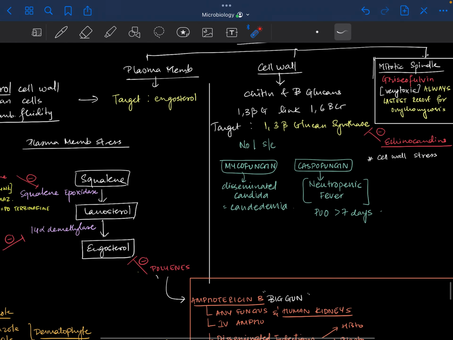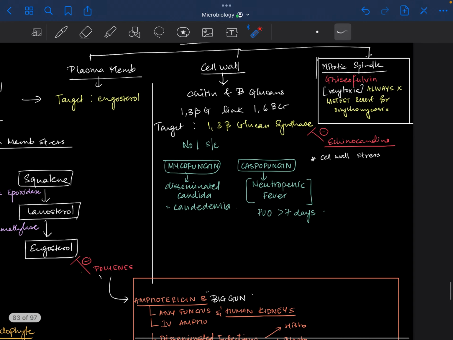Okay, now the cell wall of fungus is made of chitin and beta glucans. It's similar to the cross-link that we have in the bacterial cell, but this will be 1,3 beta glucan linked with 1,6 beta glucan. For this cross-linking, the most important thing is going to be 1,3 beta glucan synthase. This enzyme is very important for cell wall integrity. Over here, you'll have echinocandins, which will attack the cell wall.